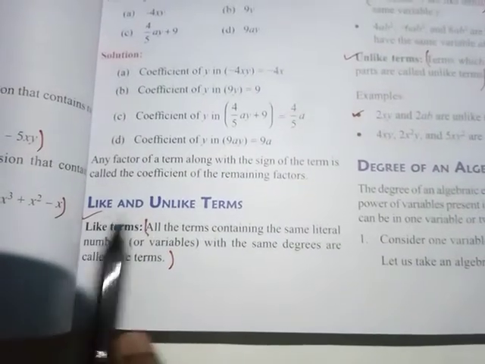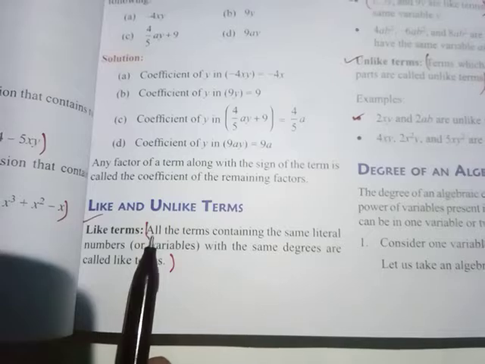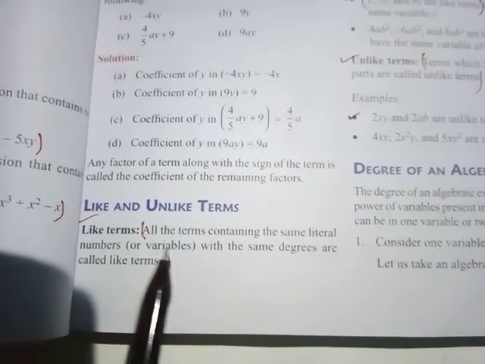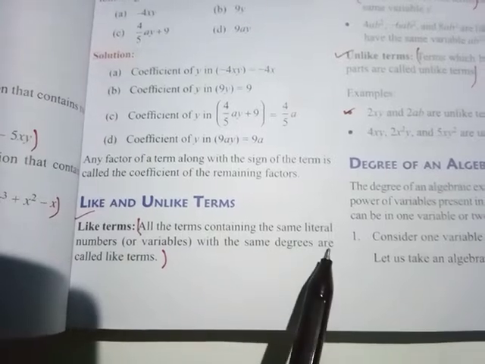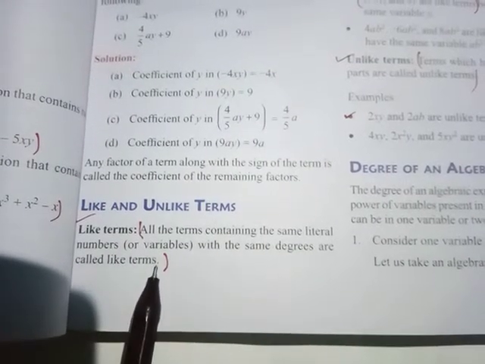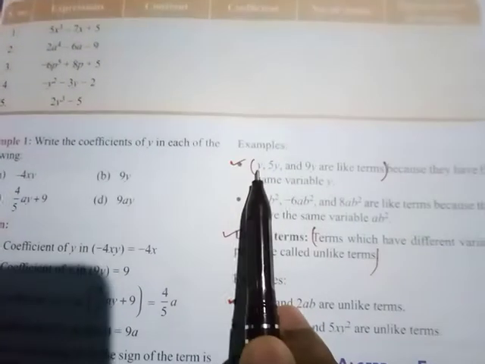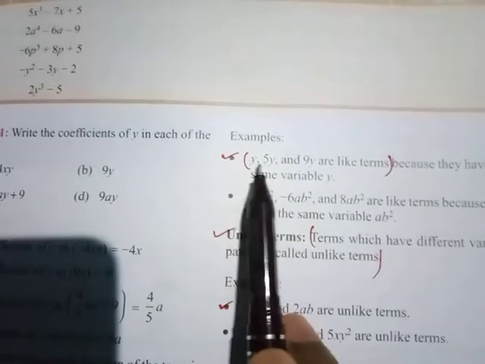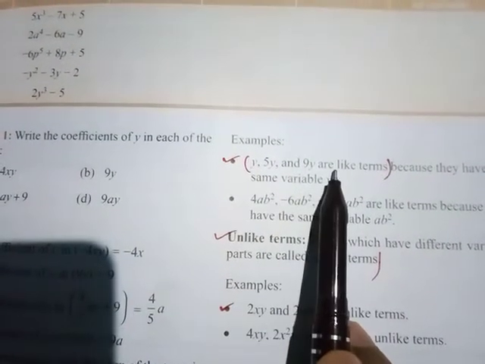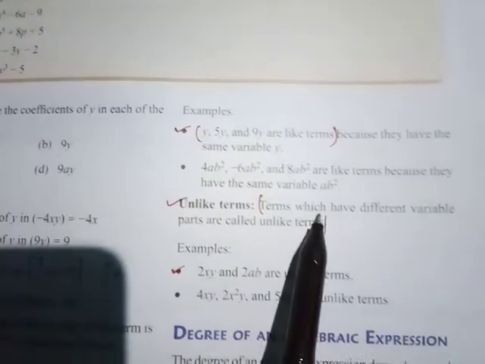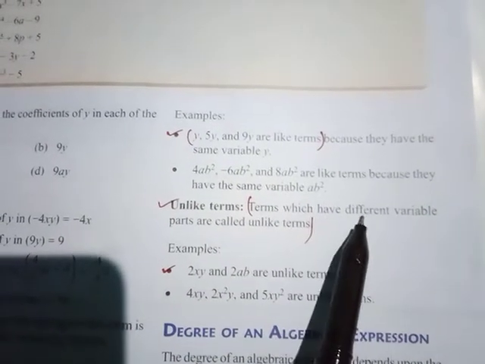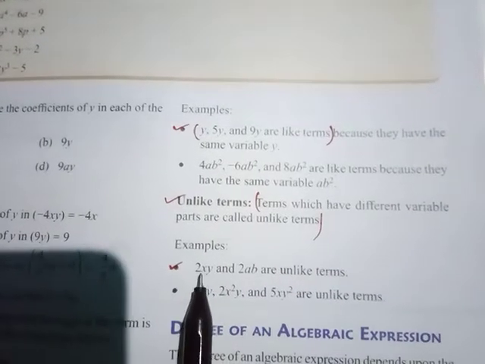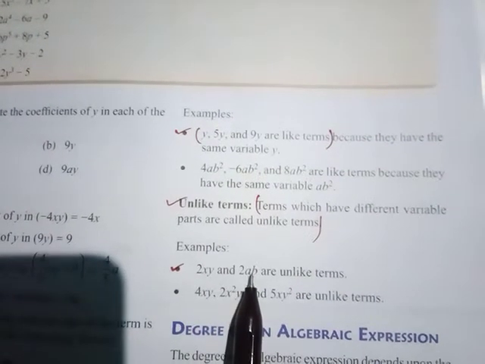Next are like and unlike terms. Like terms are all the terms containing the same literal numbers, that is, variables with the same degree. For example, y, 5y and 9y are like terms because they have the same variable y. Unlike terms are those which have different variable parts. For example, 2xy and 2ab are unlike terms.